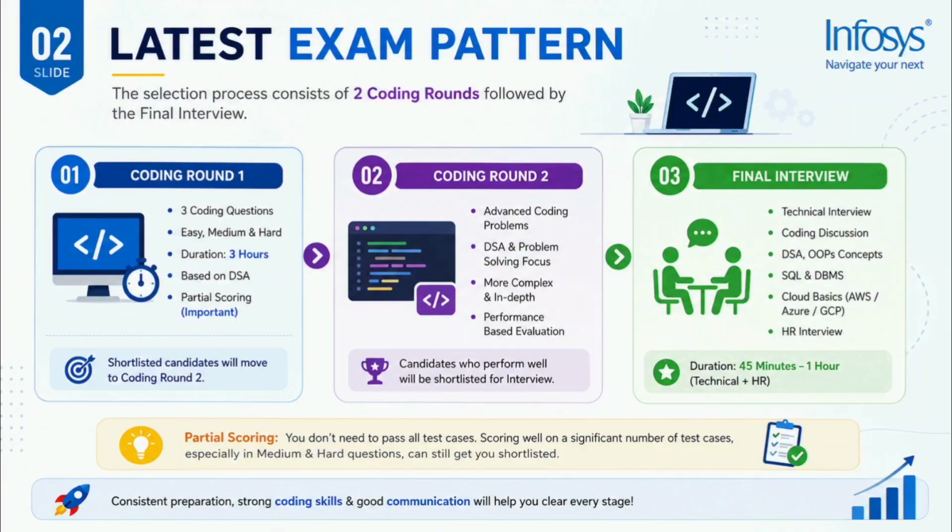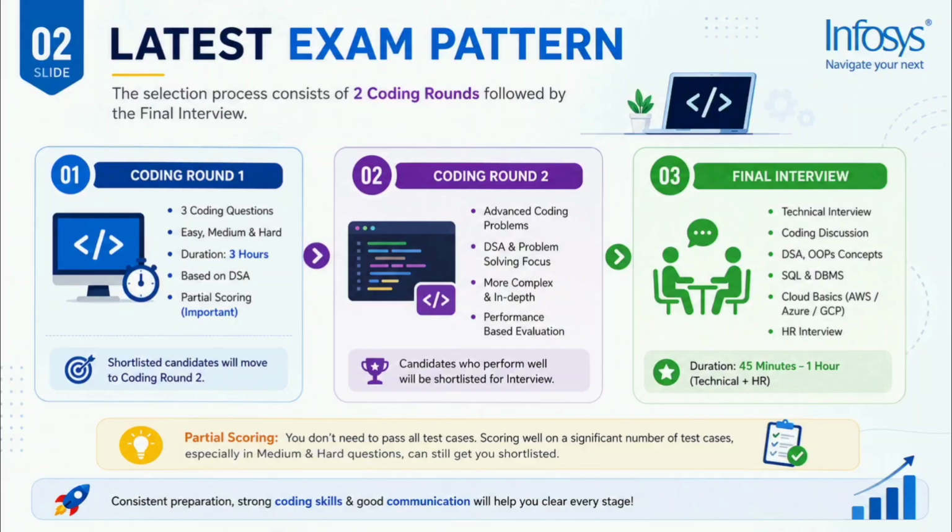In coding round 1, there will be hardly 3 to 4 coding questions. Mostly I think they will give 4 coding questions and you need to answer any 3 of them, or you will be given 3 coding questions to solve within 3 hours. Generally 1 coding question will be easy, 1 will be medium and 1 will be hard. These questions are based on data structures and algorithms, and your performance in this round decides whether you will move to the next stage or not.